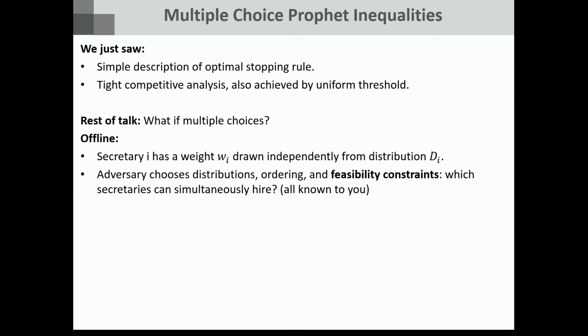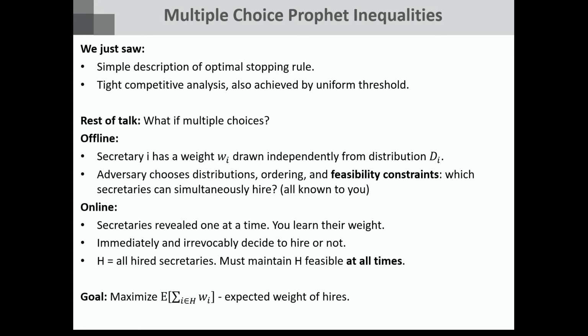Okay, so what I mean by that is that still every secretary will have a weight drawn independently from some distribution that's known to you. Now the adversary will choose these distributions and the ordering, and also some feasibility constraints on which secretaries you can simultaneously hire. And I'll give you some examples on the next slide. Okay, but these feasibility constraints are also known to you.